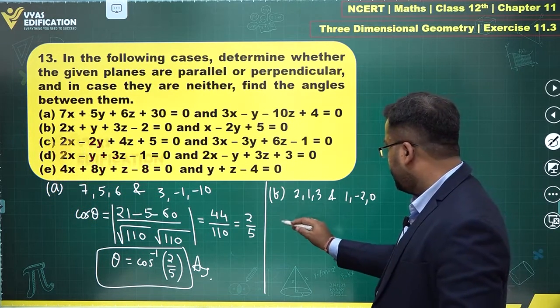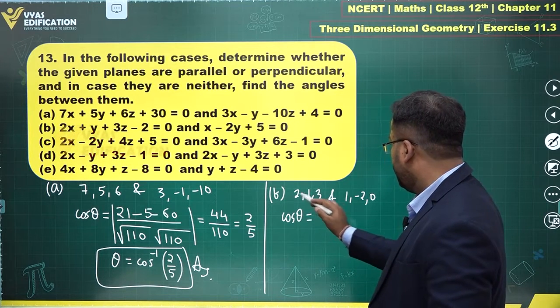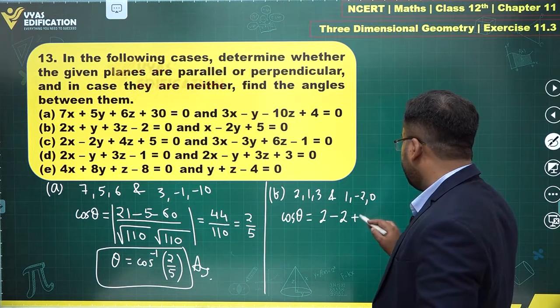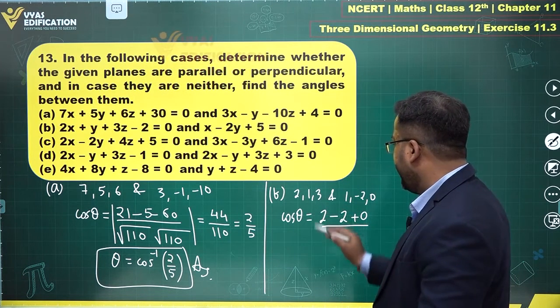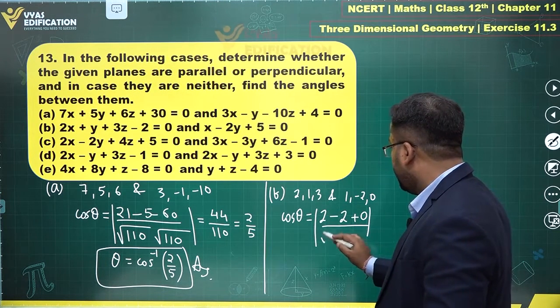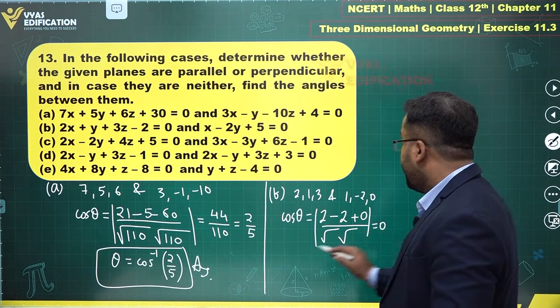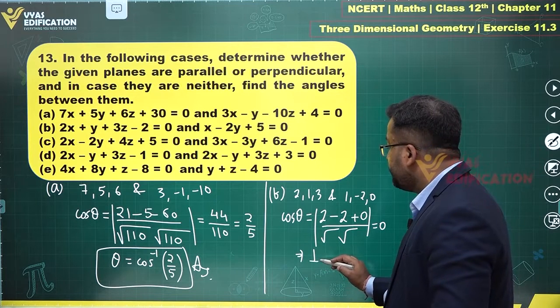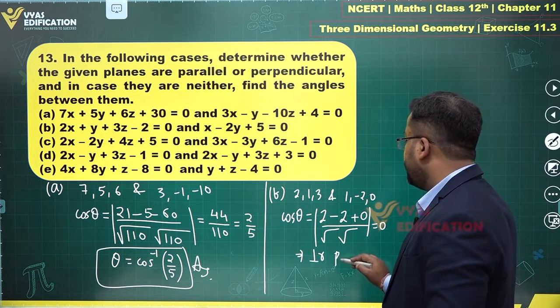So if you take a look at cos theta, this becomes 2 into 1, 2. 1 into minus 2 is minus 2 and 0 upon, even if we take anything, this is simply coming out to be under root something, which is 0. This implies theta will be 90 degrees, or the planes will be perpendicular planes.